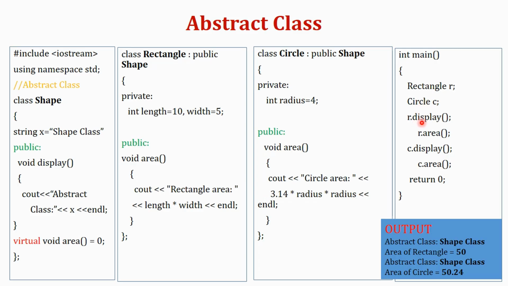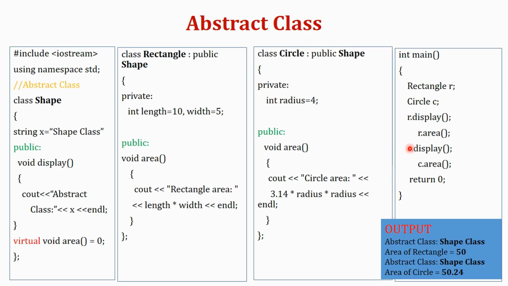So here R.display, automatically the control comes to the superclass display function, then it will display the value of x. What is the value of x? Shape class. Again the control comes to the main program, then R.area, automatically it will go to the rectangle function. The rectangle function will override the superclass. Automatically it will execute this code, then we will get the result, that is, area of the rectangle equal 50.